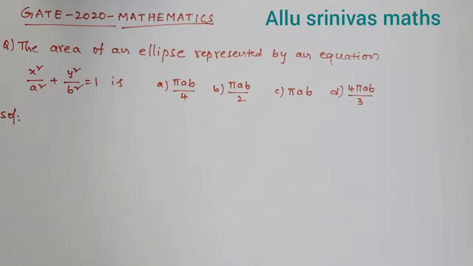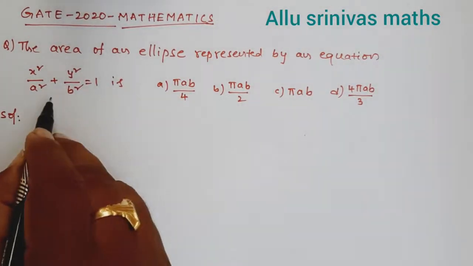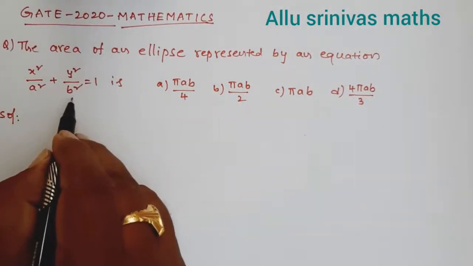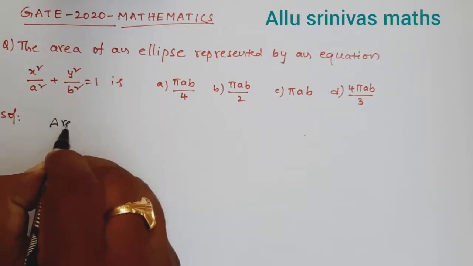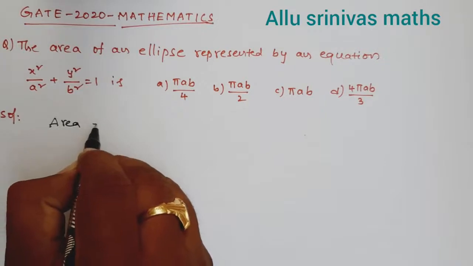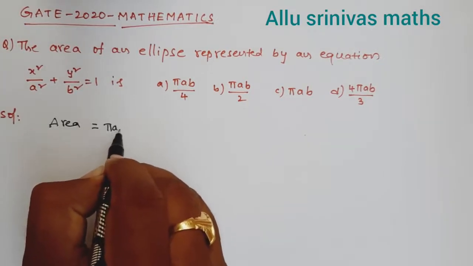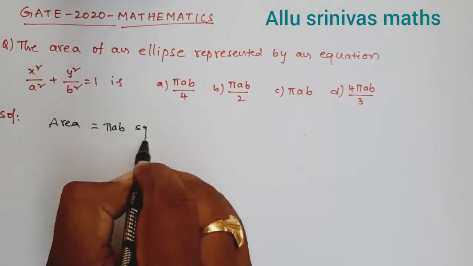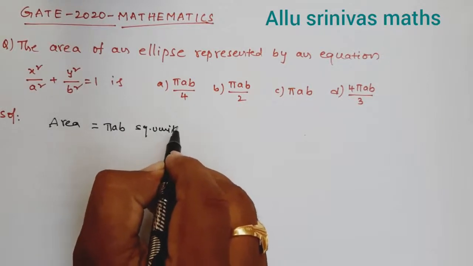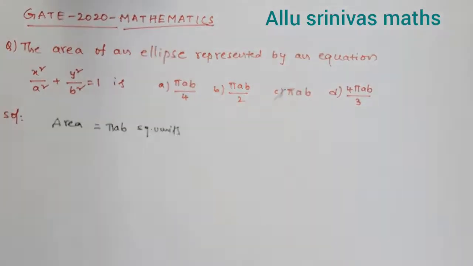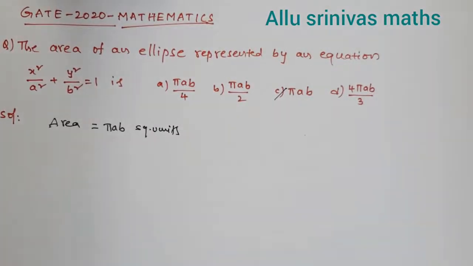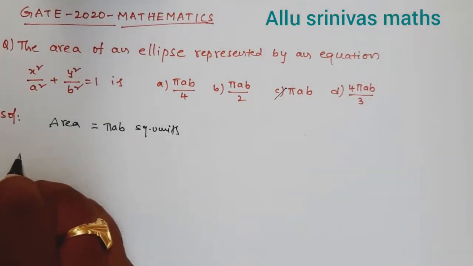So we know the area of the ellipse x squared by a squared plus y squared by b squared equal to 1, the formula is pi a b square units. This is a standard type question. So the answer is C. We take an example related to this model.